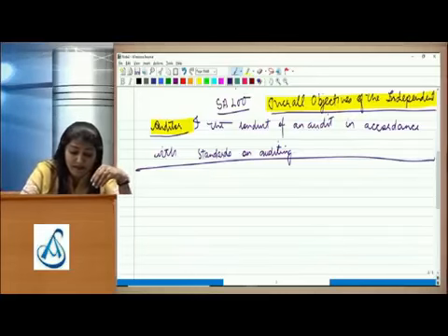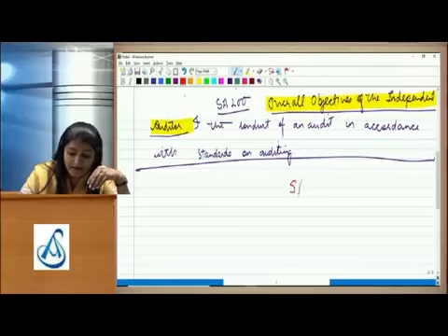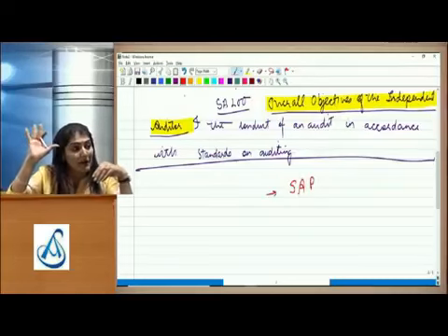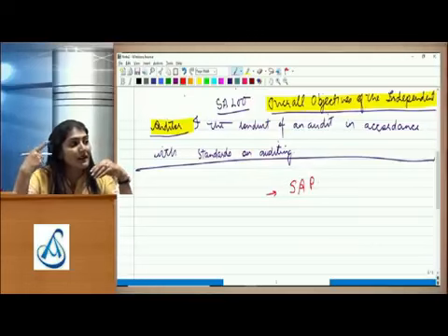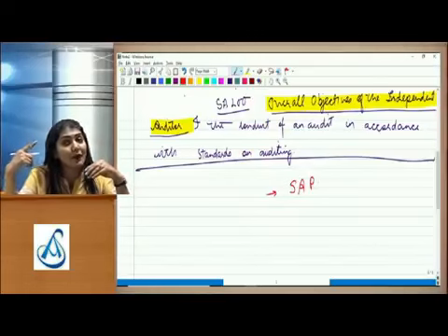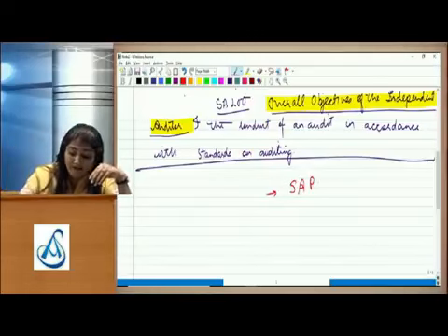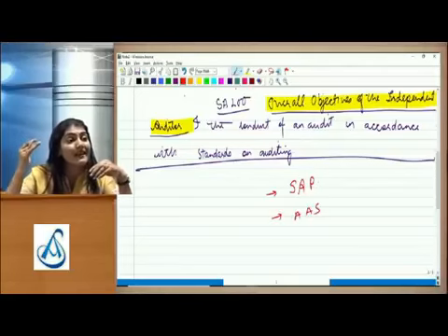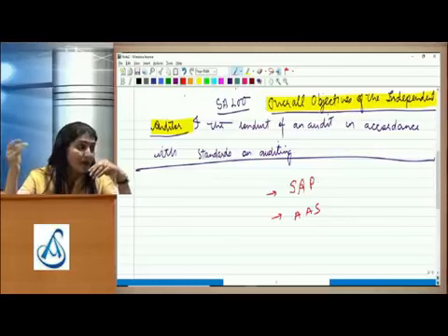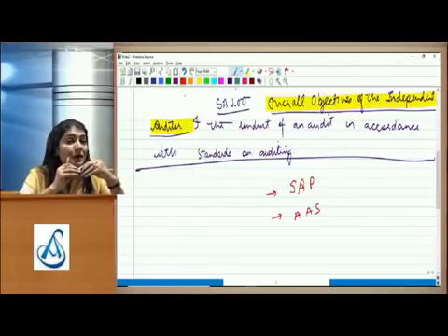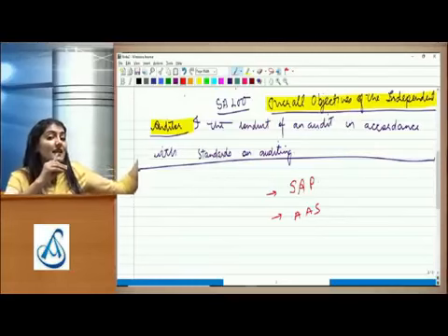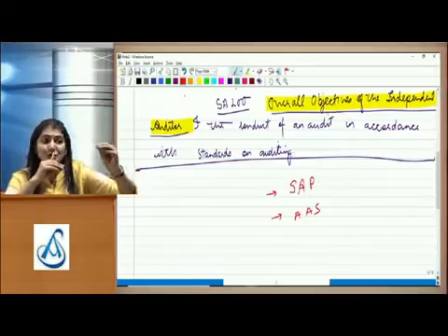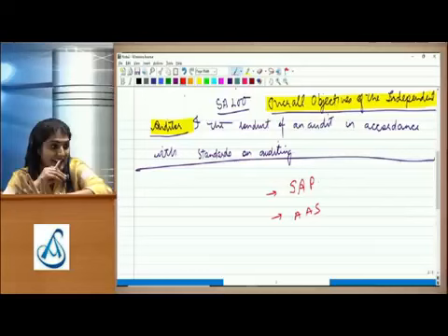So initially ICAI came up with SAP, that is the Standards on Auditing Practices. Way back when it started, the standards were called SAP. Then after that, they were renamed as AAS, the Auditing and Assurance Standards. When I wrote my exams in November 2008, it was AAS, and they used to be serially numbered, AS 1, AS 2, AS 3, like the accounting standards.